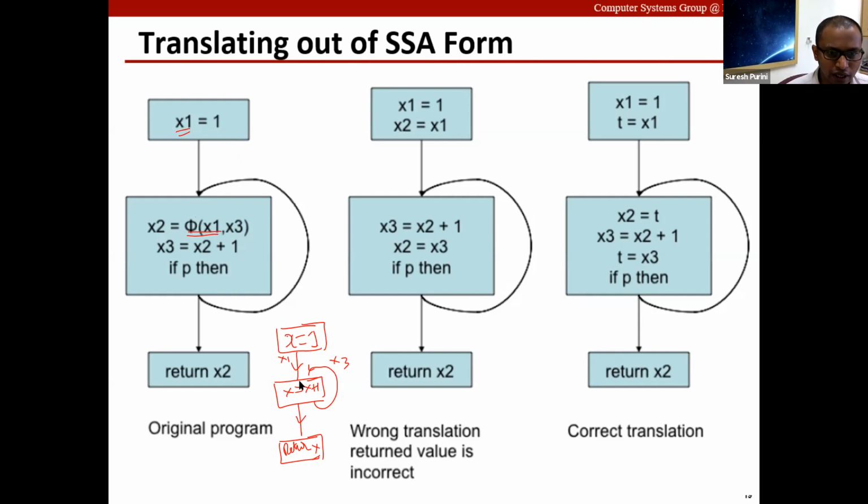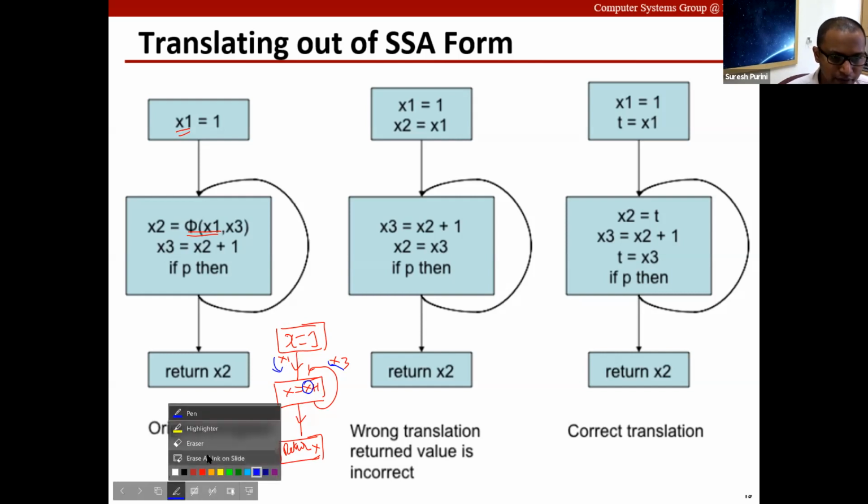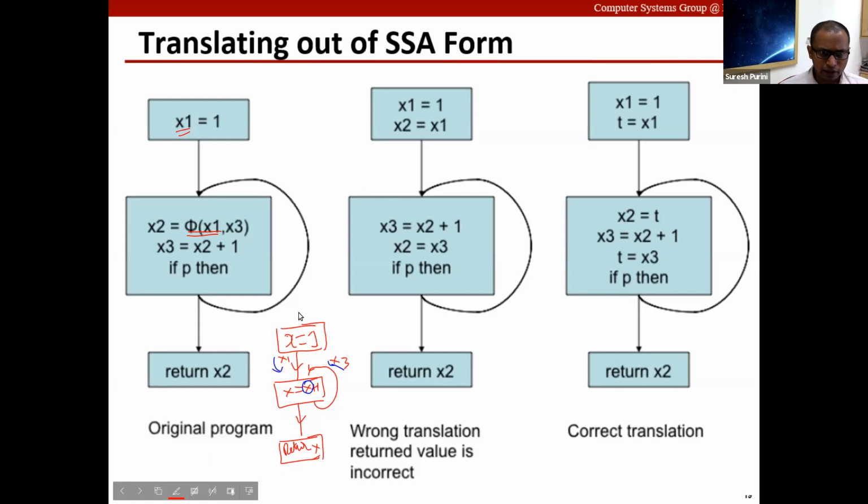There are multiple definitions reaching this particular use. One is x1 and another is x3. So we don't know whether to replace this x with x1 or x3. So what we do is we introduce a phi function to merge these reaching definitions. So we say x2 is equal to phi of x1 comma x3, and then we change the statement x is equal to x plus 1 to x3 is equal to x2 plus 1.